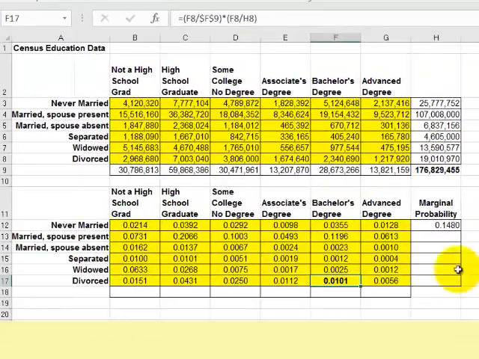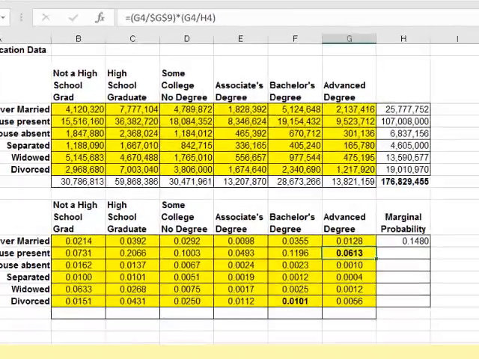Okay, second one, what's the probability someone known to have an advanced degree and married with spouse? Advanced degree, married with spouse. That's this guy. Okay, let's bold it. Boom. There's the answer to that question.